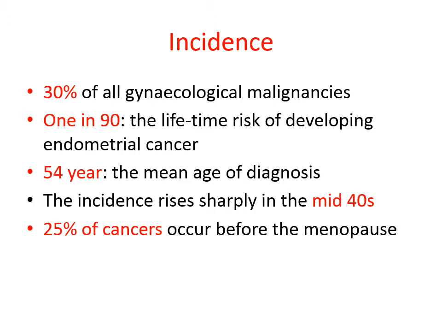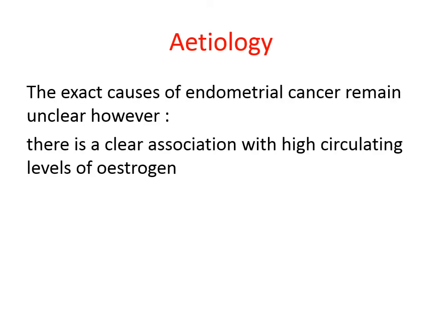The mean age of diagnosis is 53 years old. However, the incidence rises sharply after the age of 45, that is to say in the mid-40s. And 25% of cancers affecting the uterus occur before the age of menopause. What about the etiology? The exact causes of endometrial cancer remain unclear. However, there is a clear association with high circulating levels of estrogen.